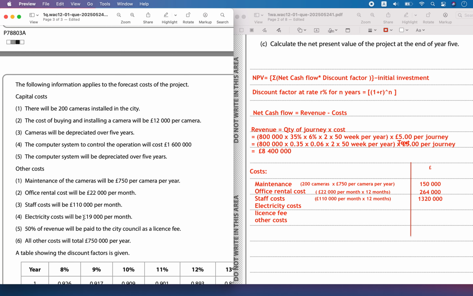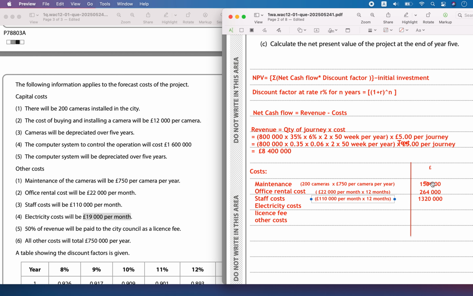And then you have the electricity cost, which is 19,000 per month. So let's calculate that. 19,000 pounds per month into 12 months. So 19,000 times 12 is 228,000.